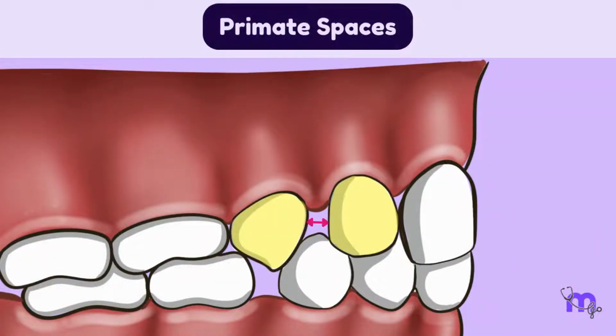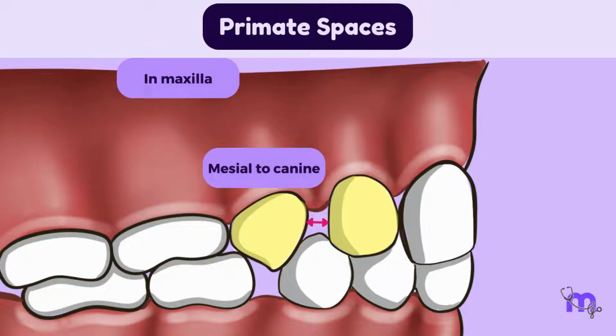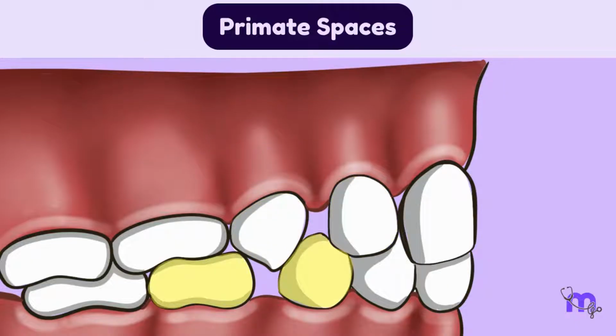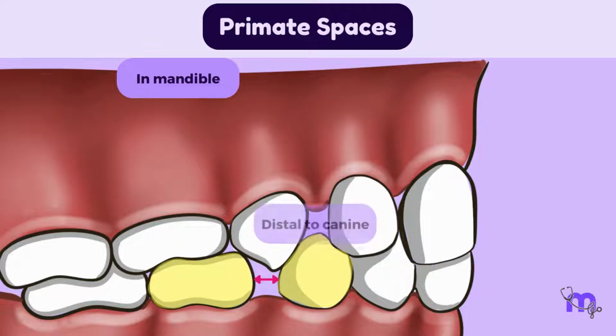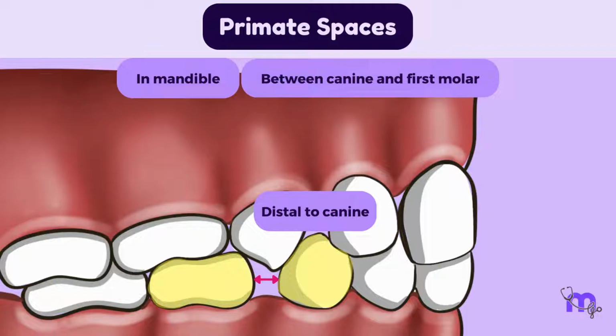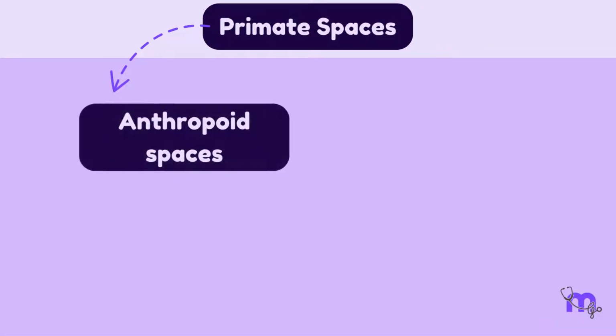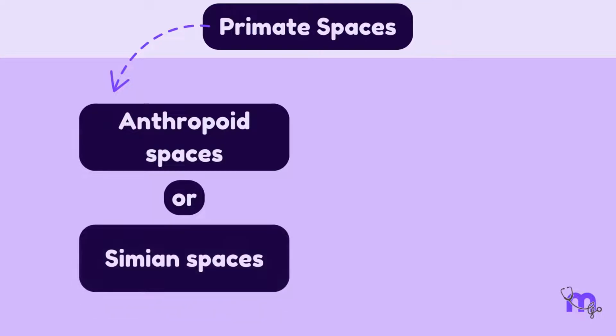The primate spaces in the maxilla are present mesial to the primary canine, that is, in between it and the lateral incisor. On the other hand, in the mandible, the primate space is seen distal to the primary canine, or between it and the first molar. Primate spaces are also called anthropoid or simian spaces, as they were initially found in our ancestral simian or the monkey species.